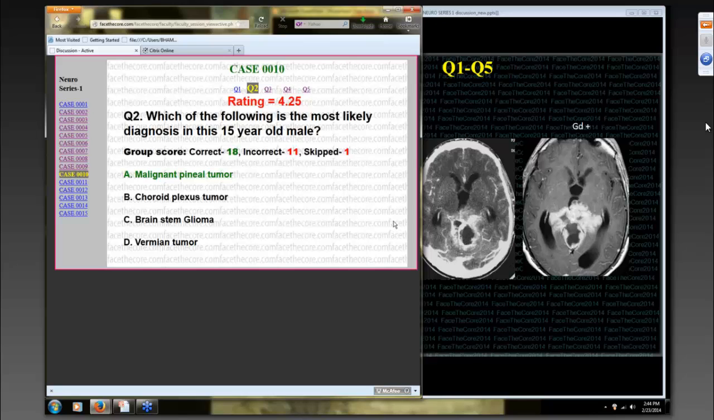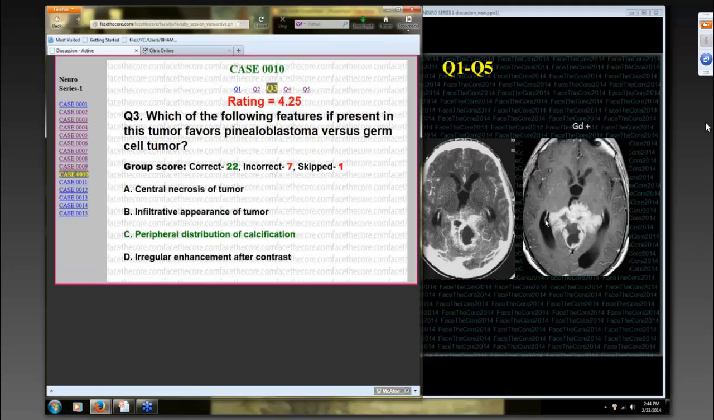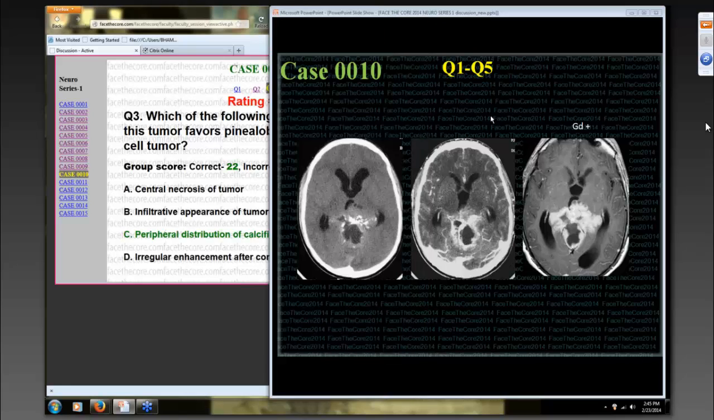Of course, vermis, again, this is more supratentorial. Vermis is a structure which we said is between the cerebellar hemispheres, so it is infratentorial. So vermian tumors would be very unlikely in this case. So the most likely diagnosis is a pineal tumor, and an aggressive tumor like a pinealoblastoma or a pinealocytoma would be the important one. How to differentiate the tumors of germ cell origin from primary pineal tumors?